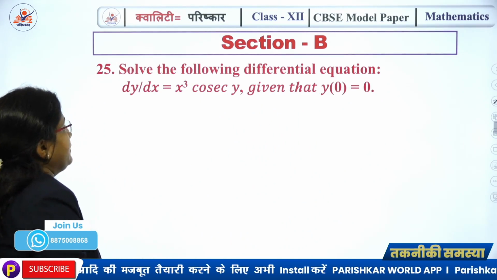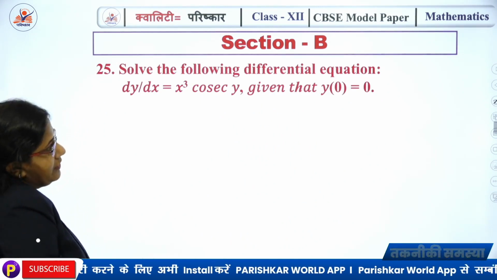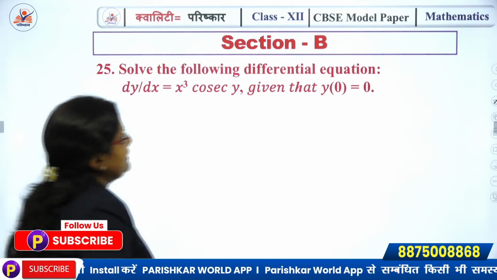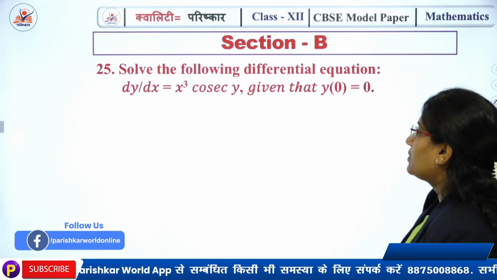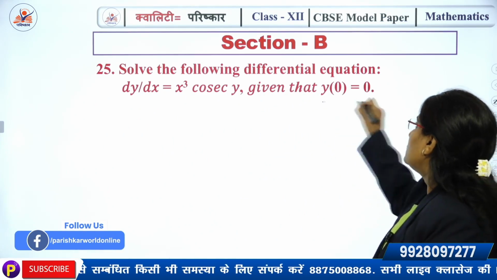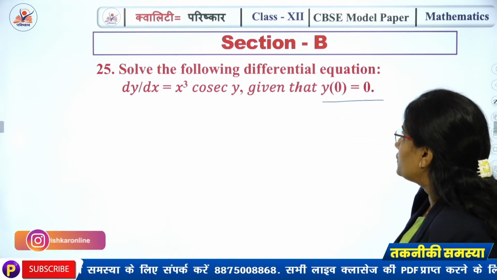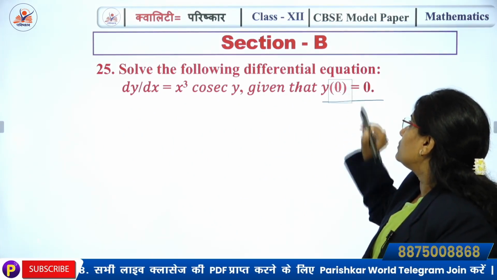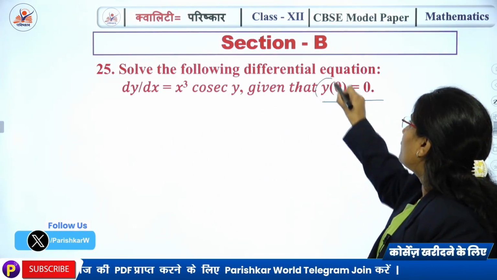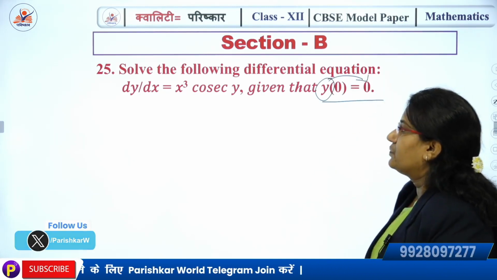Question number 25. Solve the following differential equation: dy by dx is equal to x cubed cosec y, given that y(0) equals 0. We have an initial condition y(0) equals 0. It means whenever the value of x equals 0, the value of y will be 0.